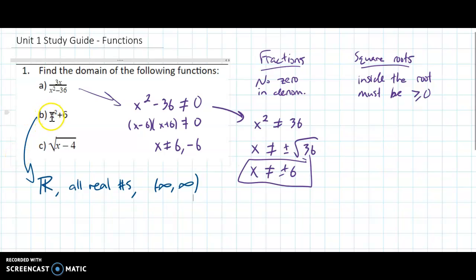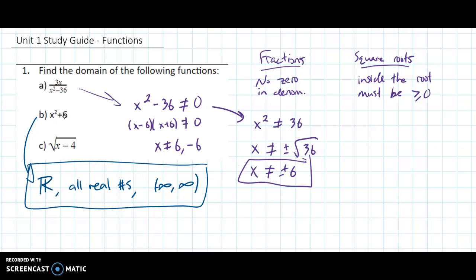Why is that? Well, pick any number. Can I multiply it by itself and add 6? We can. So any of these three are going to fit that equation, or going to be the correct answer for that equation. Last one, part C.